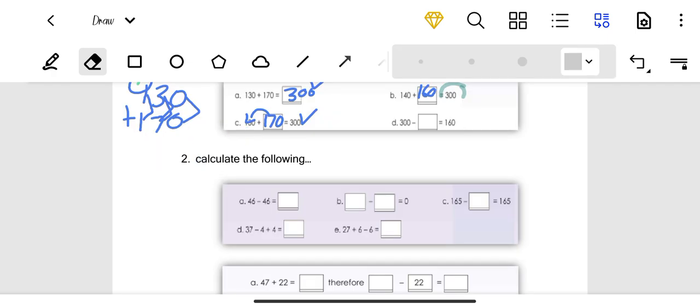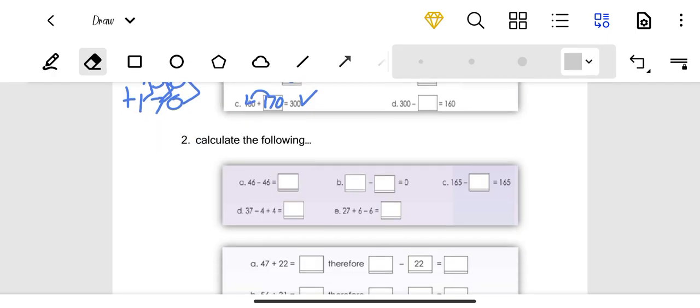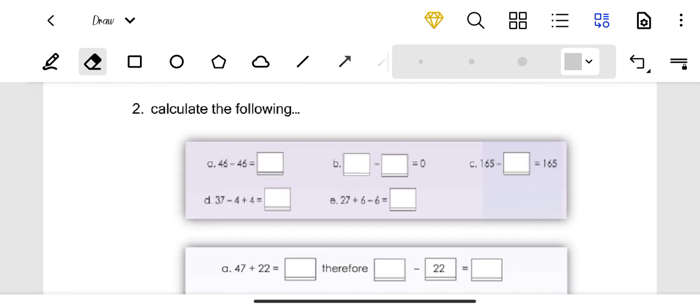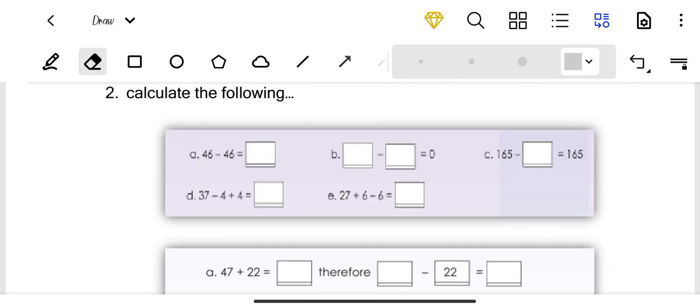Okay, let's see. There we go. So it says calculate the following. So B says 46 minus 46 is equal to... So if I say 46 minus 46, what do I remain with? So let me give an example. So let me say I have 46 apples, and then I decide to give my friend 46 apples. How many are going to remain?